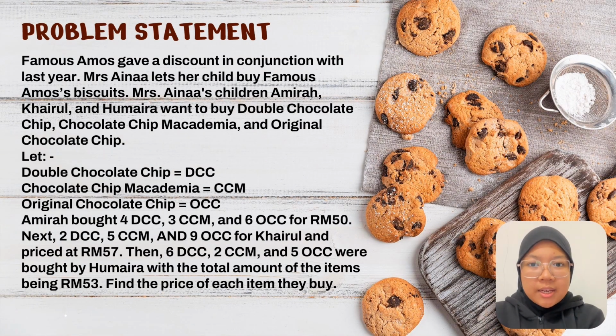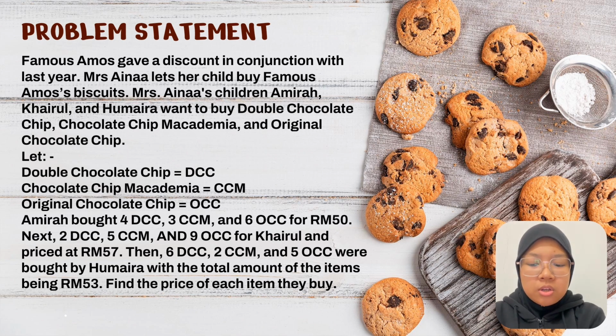Let's begin with the next one, which is the problem statement. Famous Amos gave a discount in conjunction with last year's. Mrs. Aina let her children buy Famous Amos biscuits. Mrs. Aina's children, Amira, Khairul and Humaira, want to buy double chocolate chip, macadamia and original chocolate chip. Let double chocolate chip equal DCC, chocolate chip macadamia equal CCM, original chocolate chip equal OCC.